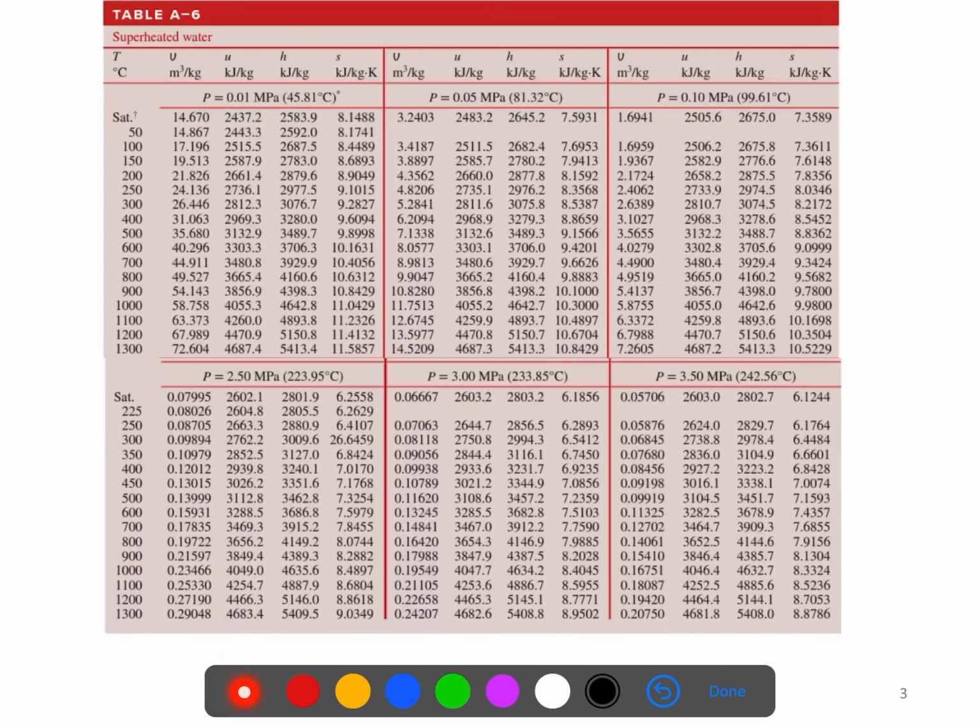So we know this is table A6, and what is the pressure? 3 MPa. Right. The temperature is 400. So for 400, if I draw a line like this, this is actually the enthalpy, 3231.7. If you need entropy, then this is the value, right? But we only need the enthalpy here.